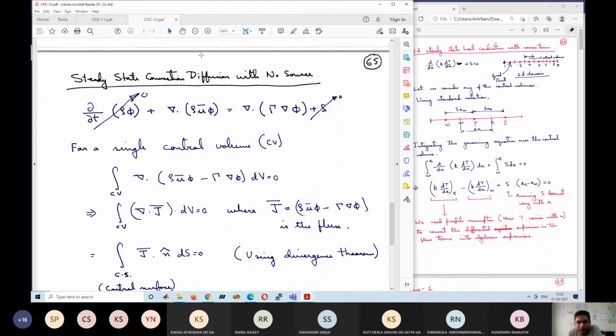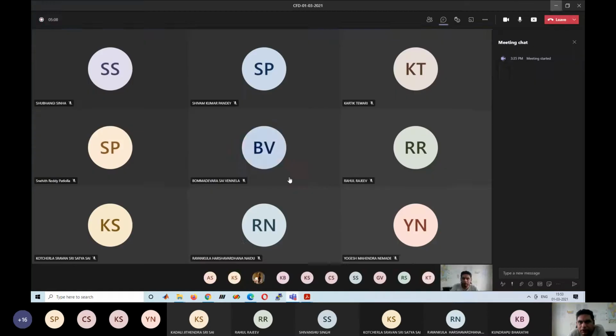Each of the parts will take many classes. Each of them is a separate chapter, so how to treat each of the individual terms actually involves a lot of in-depth study. So I will switch off my camera.